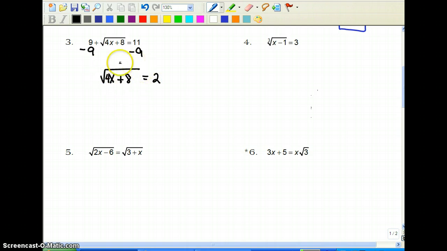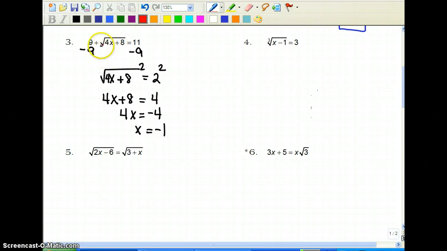So I would say we have isolated the radical. Check and see, is it equal to a negative? No, so you should get a solution. Square both sides. 4x plus 8 is equal to 4. So 4x is equal to negative 4, and x is equal to negative 1. Check your answer, especially if you get a negative answer. So all you're going to do is plug it in up here. So 4 times negative 1 plus 8 would be negative 4 plus 8, which would be 4. Take the square root of it and get 2.